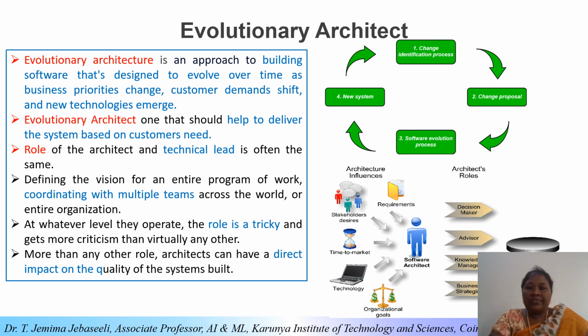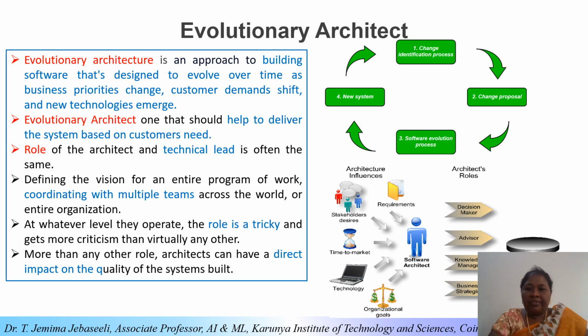But what is the role of this architect? In most companies, the TL, the technical lead, plays the role of evolutionary architect. When you get an appointment in any organization, there is a designation called evolutionary architect or software architect, but a little more advanced, because the evolutionary architect is supposed to coordinate and work with multiple teams, maybe if the project is distributed across the world or among the entire organization. So the role is heavy and tricky. Sometimes he has to face criticism from other people because he is the one bringing technological changes and the changes needed by the customer.